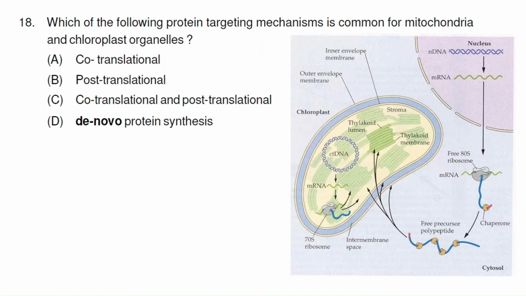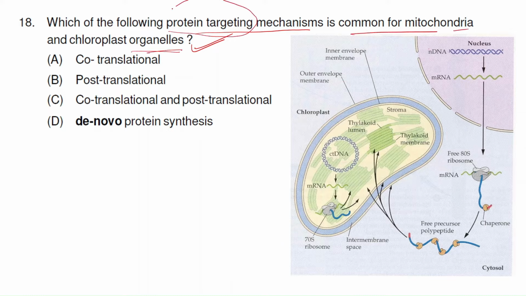Okay, next question number 18. Which of the following protein targeting mechanisms is common for mitochondria and chloroplast organelles?